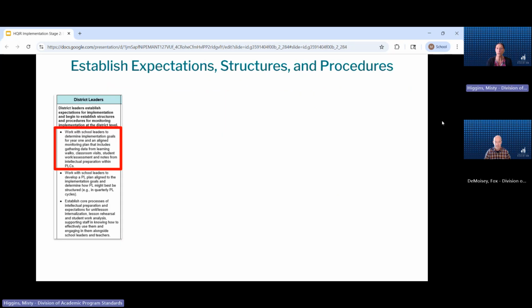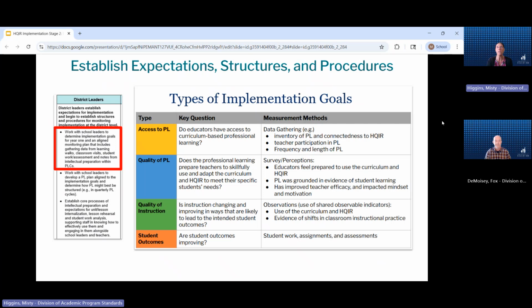An important key responsibility is for leaders to set clear implementation goals each year and to develop an aligned monitoring plan. This visual just highlights the types of implementation goals that you might set specifically related to curriculum implementation. And you can see it includes access to professional learning, the quality of that PL, quality of classroom instruction, and student outcome goals. For each type of goal, the chart includes key questions that we would be seeking to answer, along with methods that we might use to measure that goal. So I'll pause and give you a moment to read through those now.